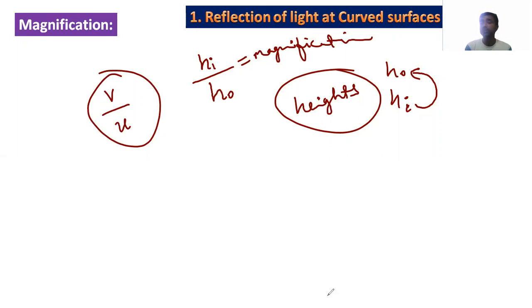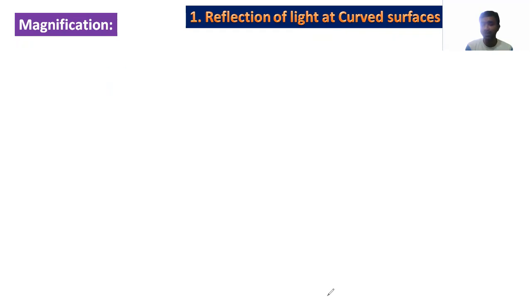So this is today's class. Tomorrow I will continue with how to get a relation between magnification, the height of the object and height of the image, to the image distance and object distance.